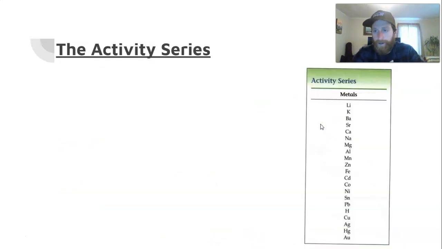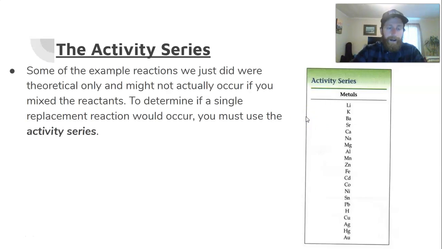We're going to add just one more layer of detail here, and that is called the activity series. Some of the examples that we just did were theoretical only. I kind of just picked a metal and made a compound and said, what would happen if these things were put together and able to react? But in actuality, not everything can react. So to determine if a single replacement reaction would occur, you must use the activity series.